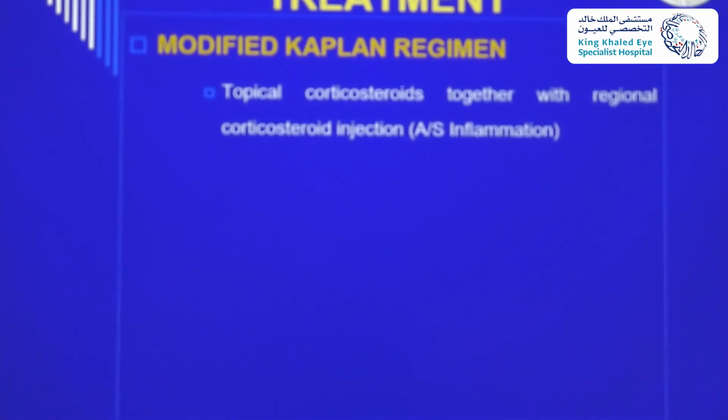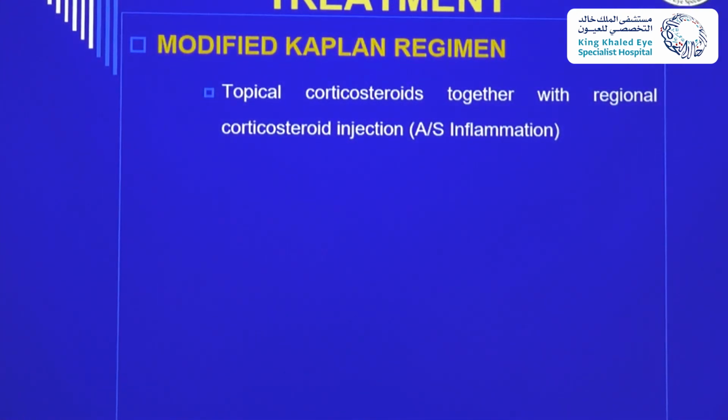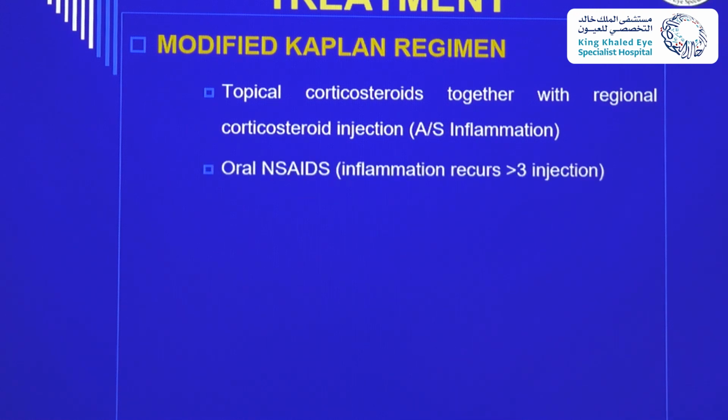So let us go for the modified Kaplan regime. Topical corticosteroid together with regional corticosteroid injections if the inflammation is prominently anterior. So anterior type of intermediate uveitis, go with this treatment, and you can enhance it with oral non-steroidal anti-inflammatory. And if there is cystoid macular edema or epithelial macular edema, actually I like to use epithelial macular edema rather than cystoid macular edema, because cystoid macular edema is a subtype of epithelial macular edema.